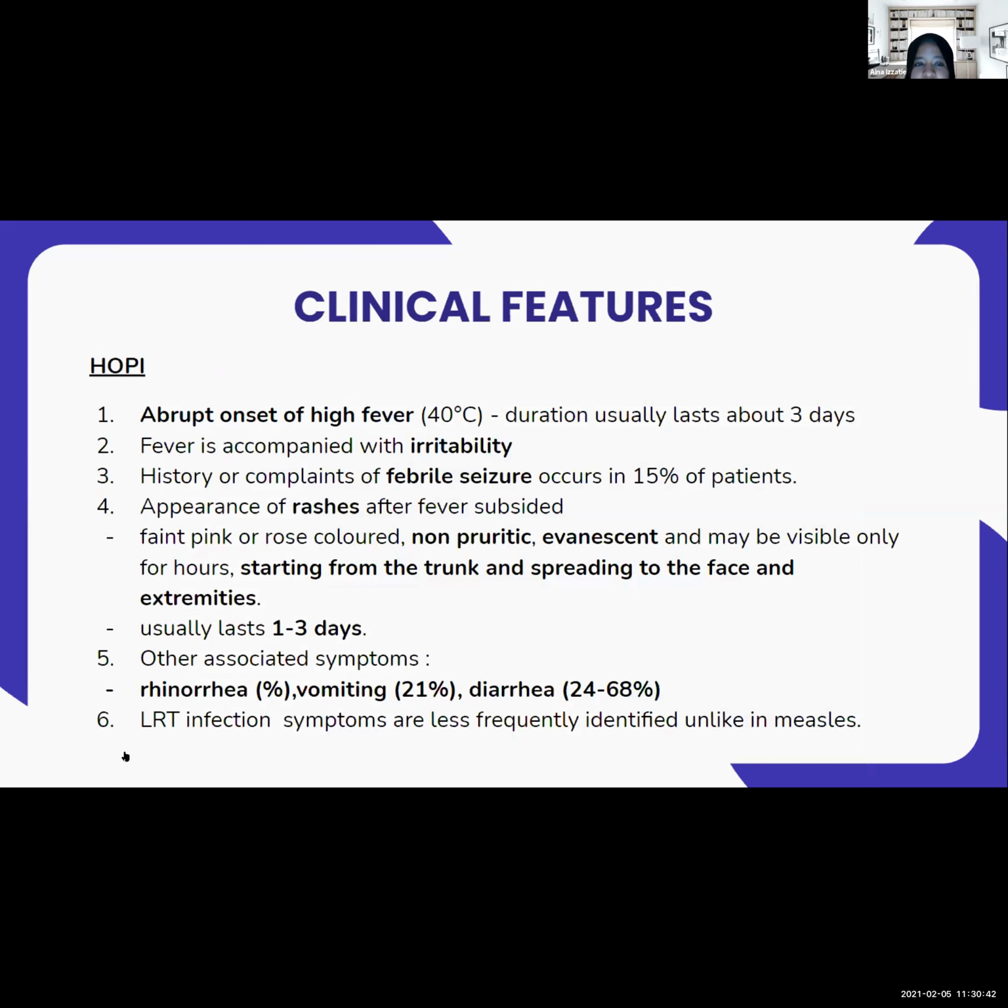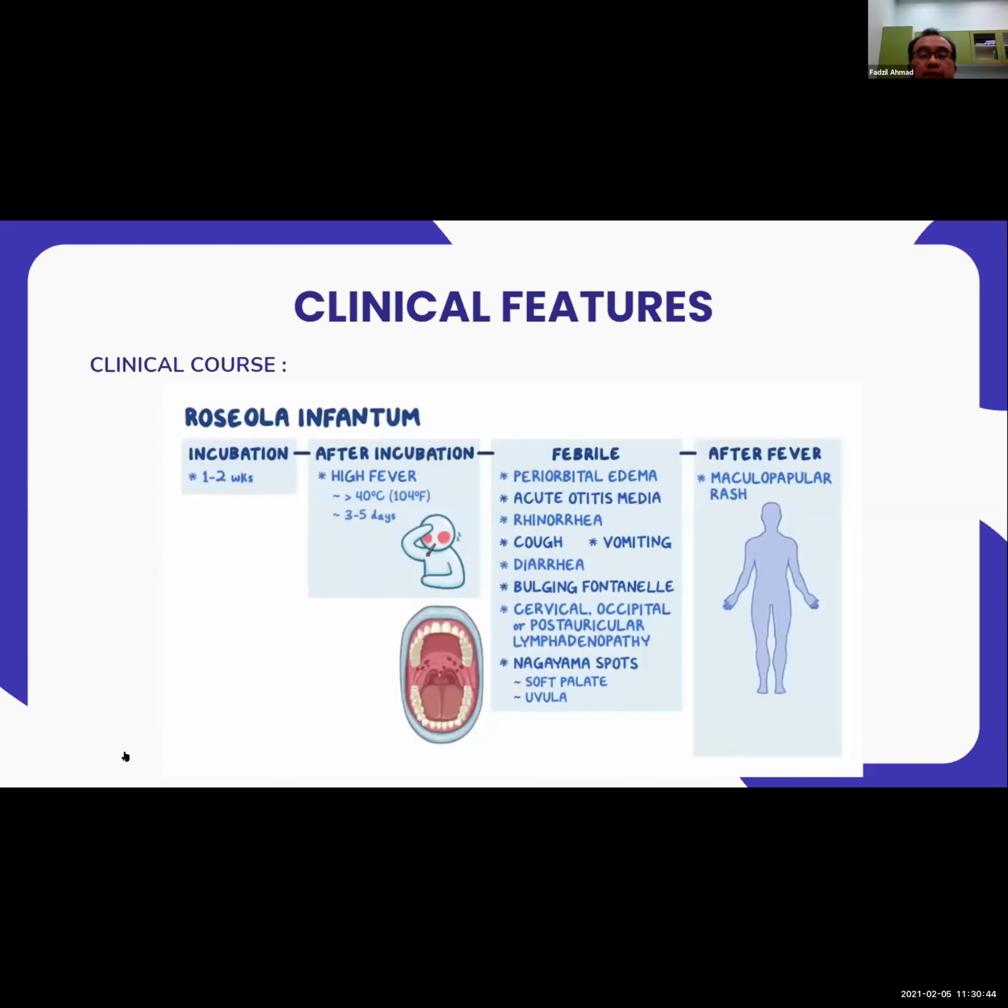For history, Belakang semula. Postural ocular lymphadenopathy. Apa doga yang mas spot tu apa?